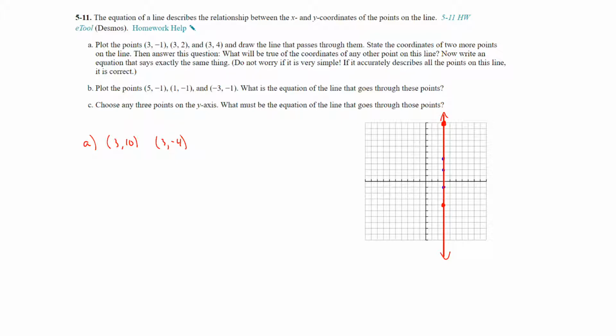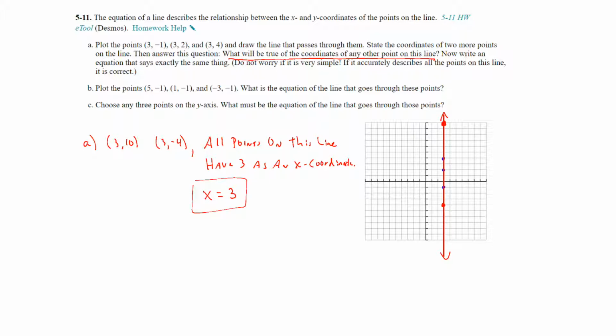Now write an equation that says exactly the same thing. Do not worry if it is very simple. If it accurately describes all the points on this line, it is correct. Okay, so let's also, once again, make sure we say all points on this line have 3 as an x coordinate. Okay, so I want to make sure I answered the question about what will be true of the coordinates. And then now we want to write an equation of a line. Well, if all points on this line have 3 as an x coordinate, then to write the equation, we can just say that x will equal 3. Once again, the y value can change, but x will always be 3.